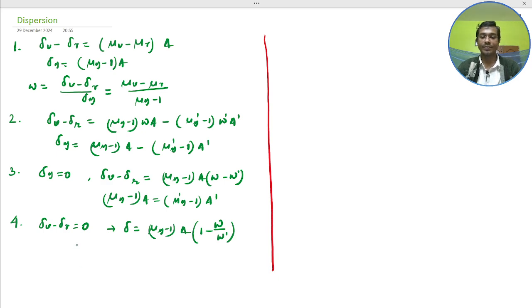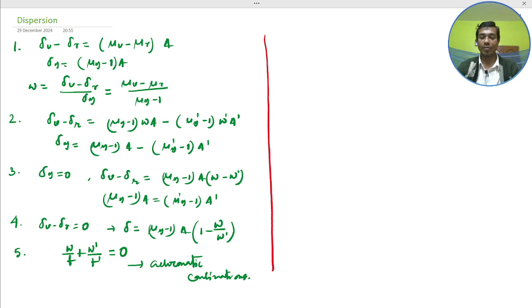Next one, the harmonic combination of two lenses. This is important for JEE: omega by f plus omega dash by f dash is equal to 0. This is the achromatic combination.